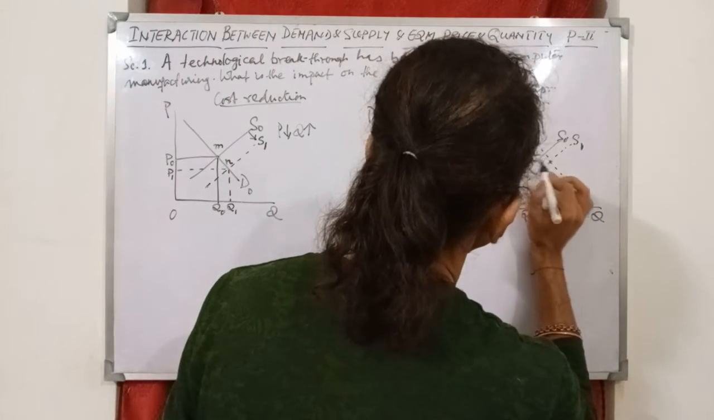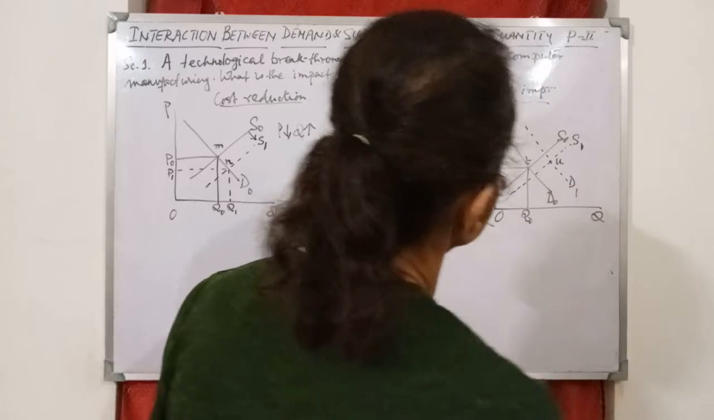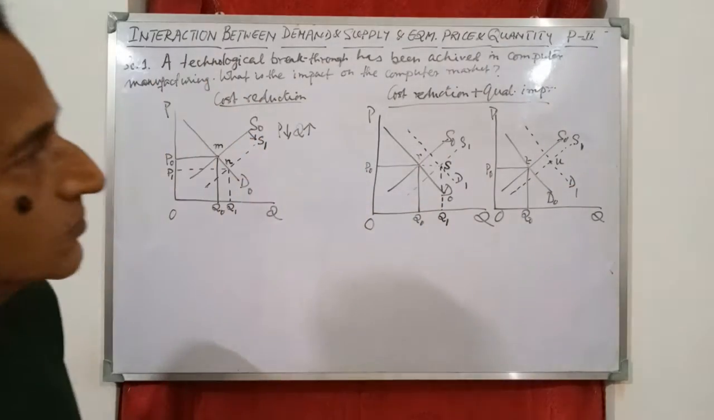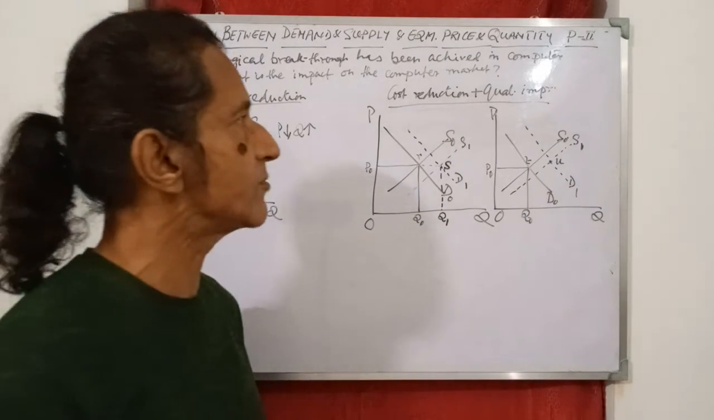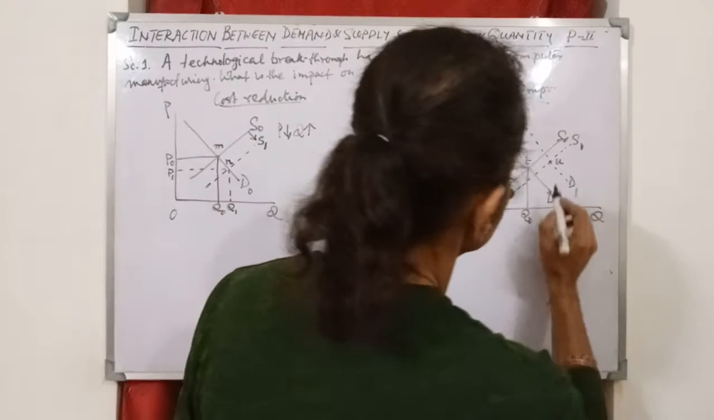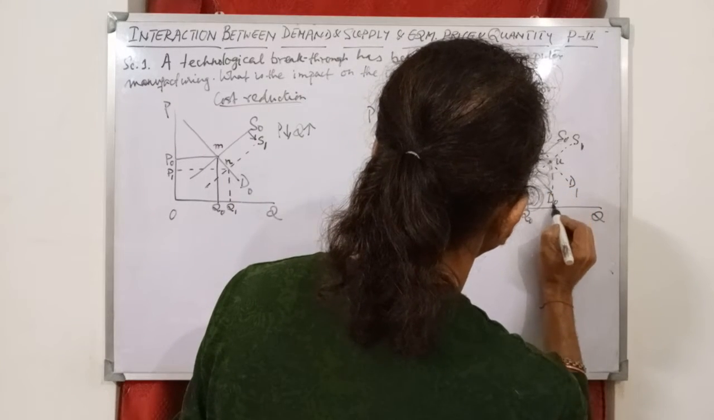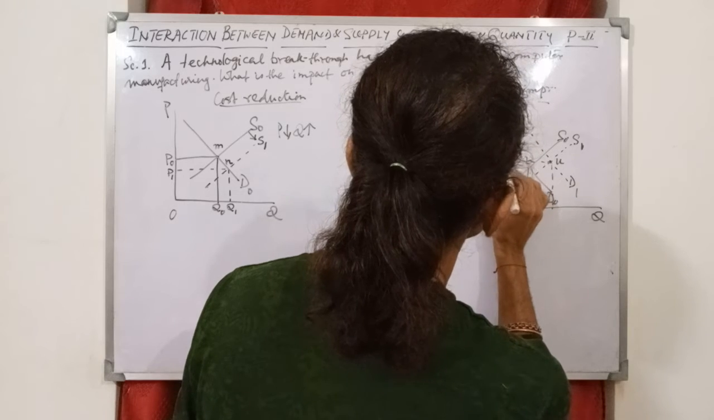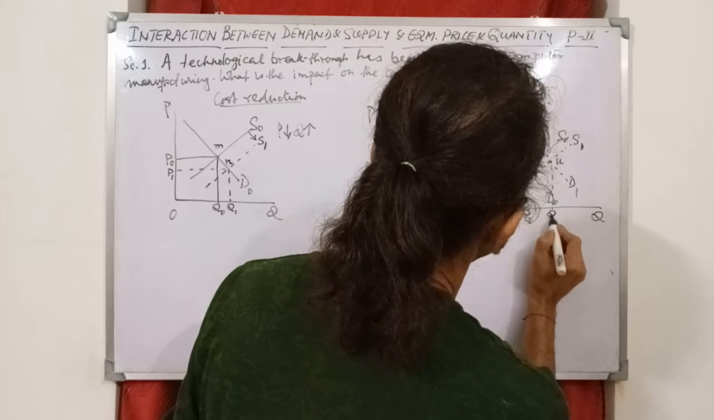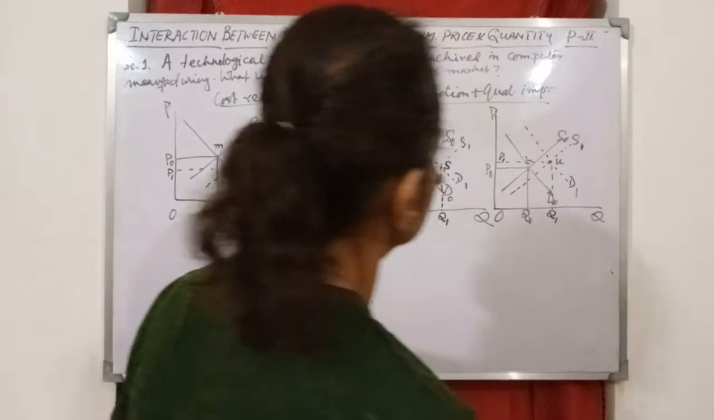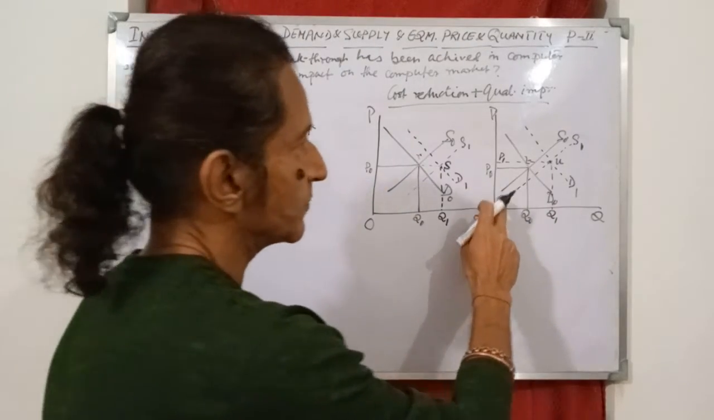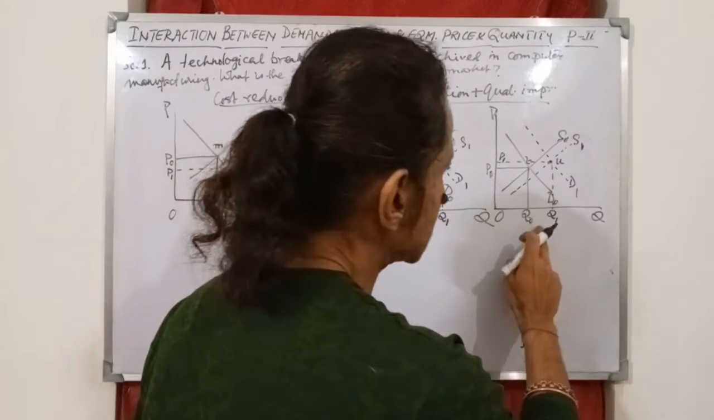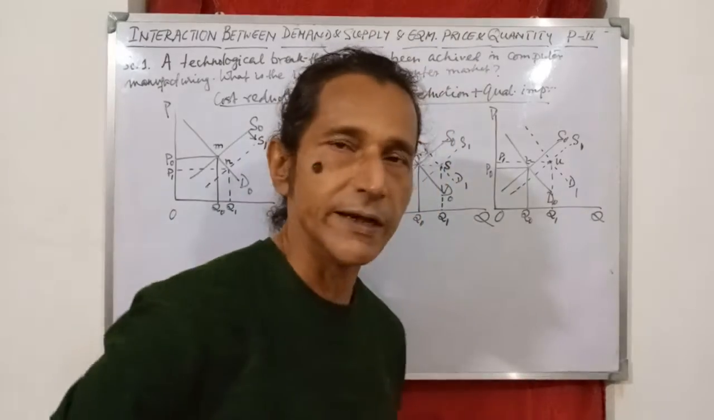So the new demand curve D sub 1 and new supply curve S sub 1 intersect at this point. Say this point is T and this is U. So at point U, D sub 1 and S sub 1 intersect. So equilibrium price and quantity will be P sub 1 and Q sub 1 respectively. So here the equilibrium price as well as equilibrium quantity have increased.